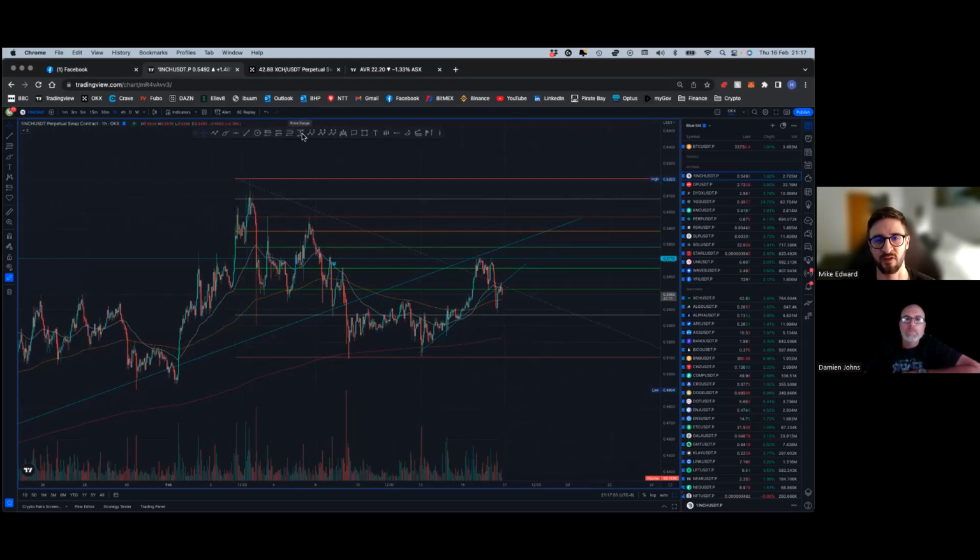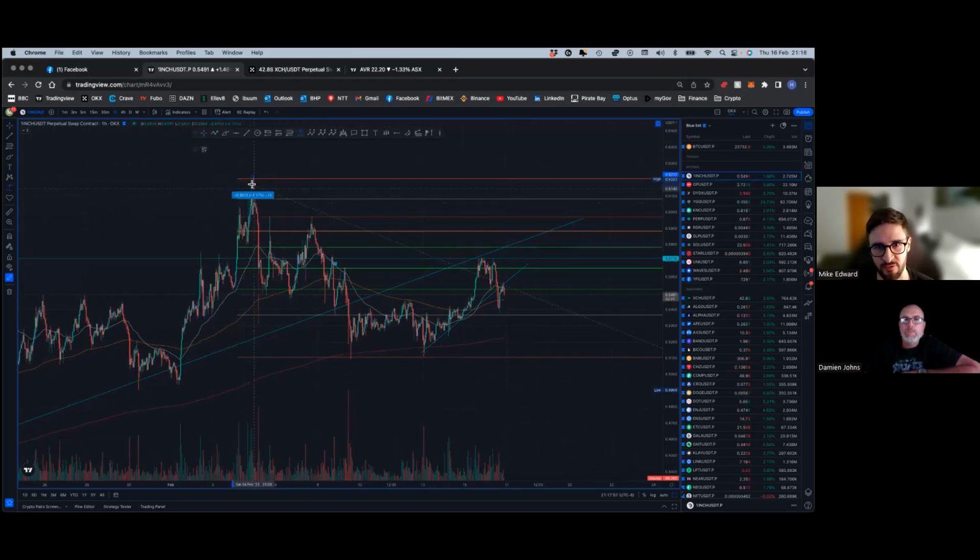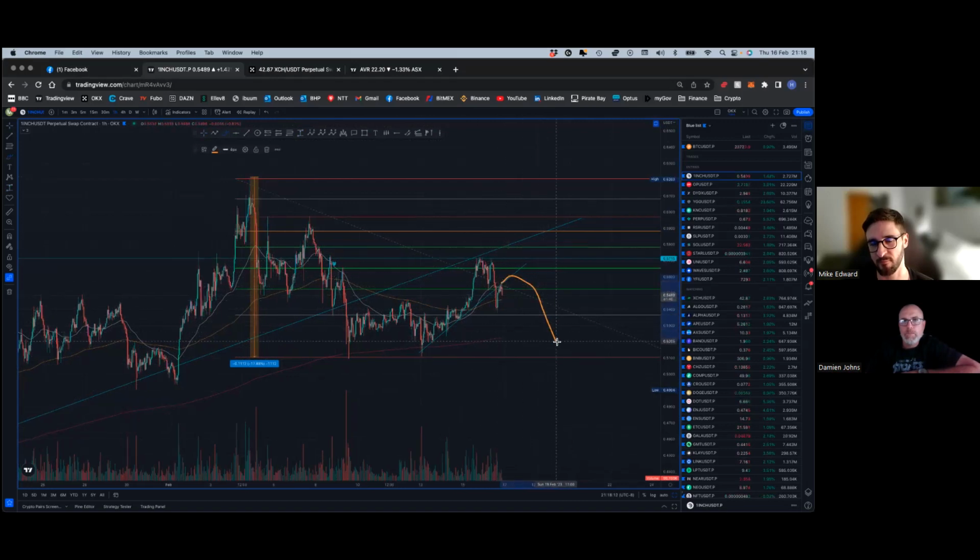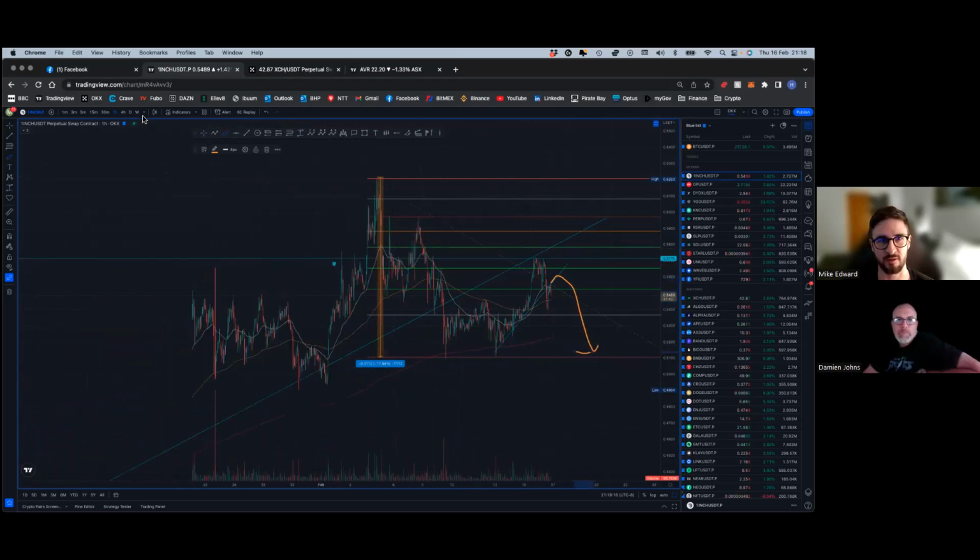Essentially, my flagpole starts at the top, right? Something like this. I've then got this crawling back up here this way. We're reaching a level of resistance. And what you're looking for is this, and probably this, to roll over and come down here. And that's your classic bear flag.